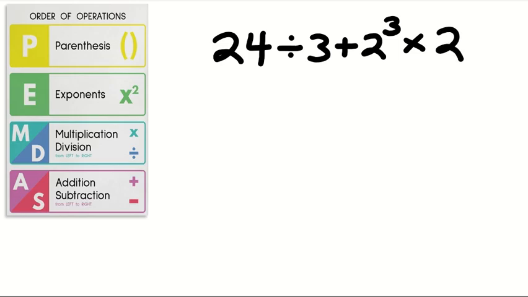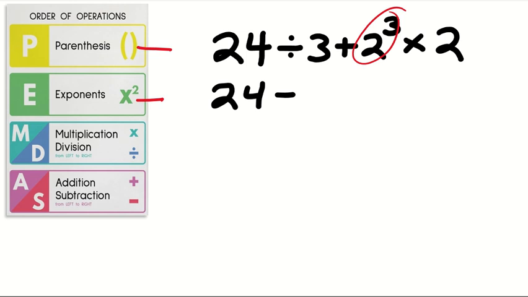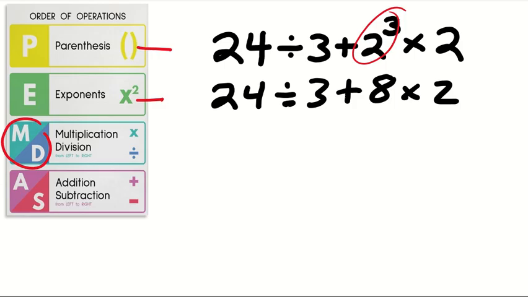Okay, first step, are there parentheses? No. Are there exponents? Yes, right here. 2 to the third power means 2 times 2 times 2. And we know that 2 times 2 is 4, and 4 times 2 is 8. So that is going to be 8. So I'll rewrite everything. 24 divided by 3 plus 8 times 2.